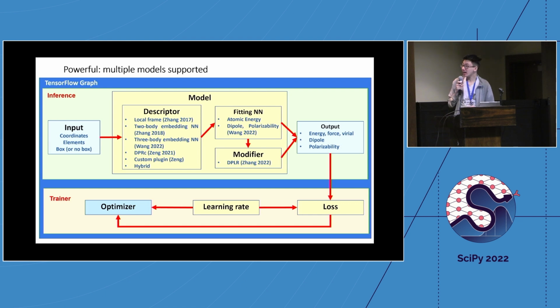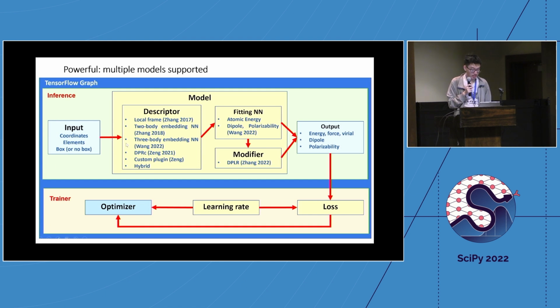And here I can introduce the models implemented in DeePMD-kit. We use the TensorFlow graph to implement different models. And the input tensors are the atomic coordinates and atom types. And sometimes it has a box.